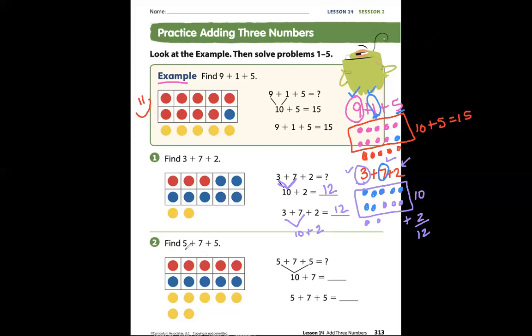Last problem says find 5 plus 7 plus 5. Ooh, we know that we have an addition double with 5 and 5. 5 plus 5 is what? 10, right? And then 7 more 1s. 1, 2, 3, 4, 5, 6, 7. If we know how to make teen numbers, 10 and 7 1s is 17. So 5 plus 7 plus 5 also equals 17.